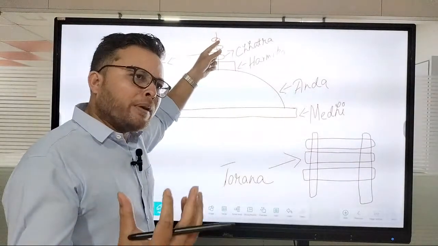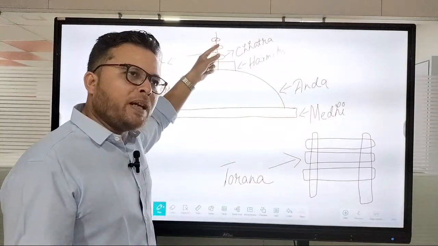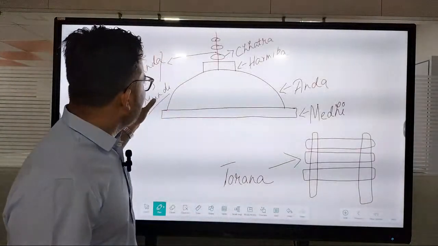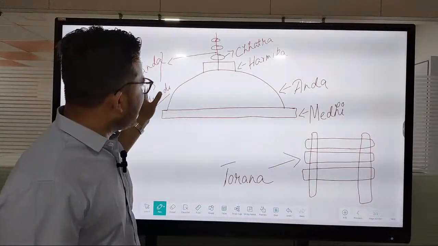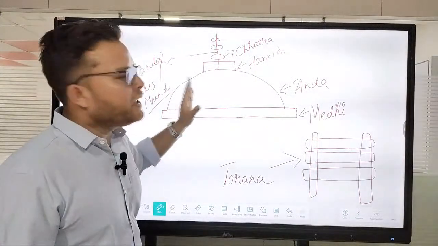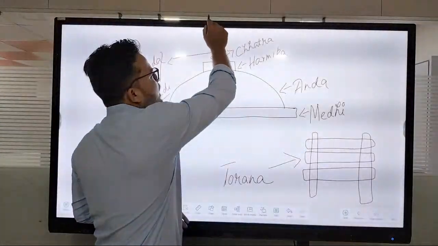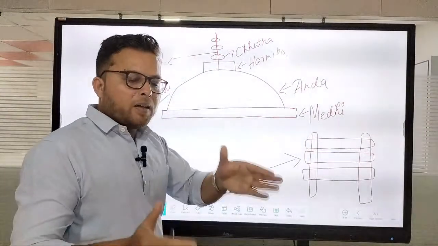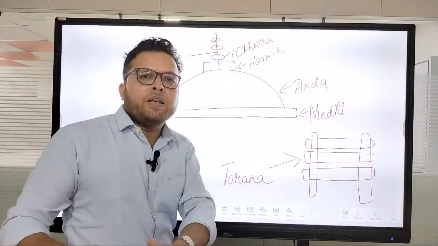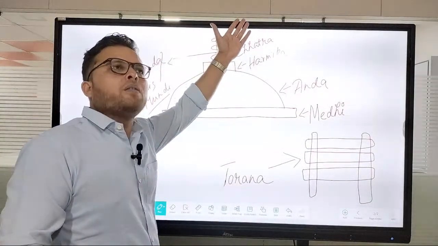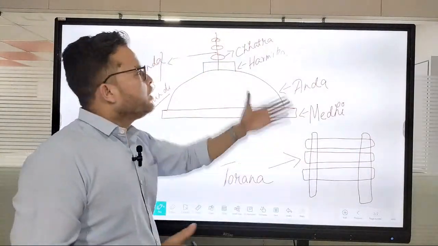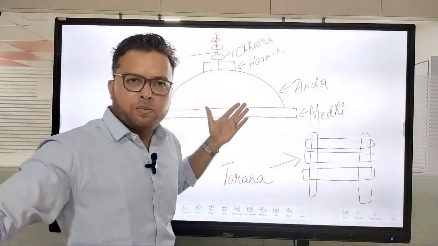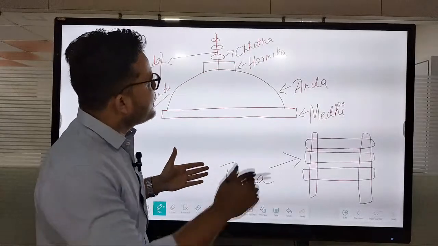The concept of axis mundi is also present in Hinduism, but now we are more focused on stupa. So just like in Hinduism, the concept of axis mundi is also there in Buddhism. It is believed that it is that particular line which connects the world of the living with the world of the dead, or the world of the gods. It connects this world with the other world.